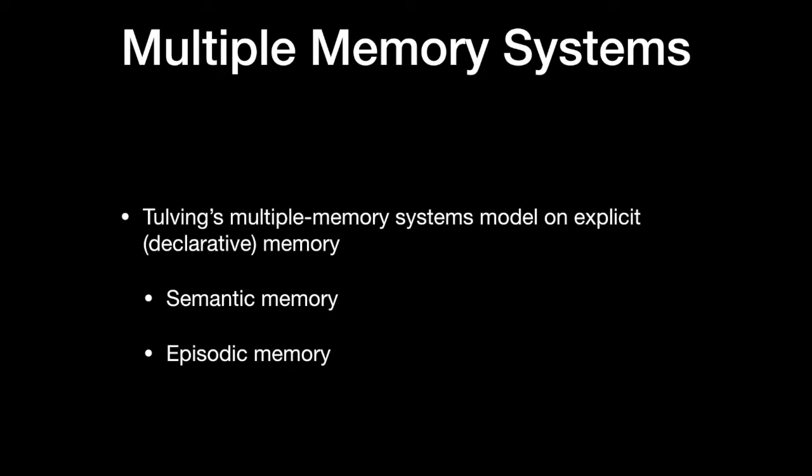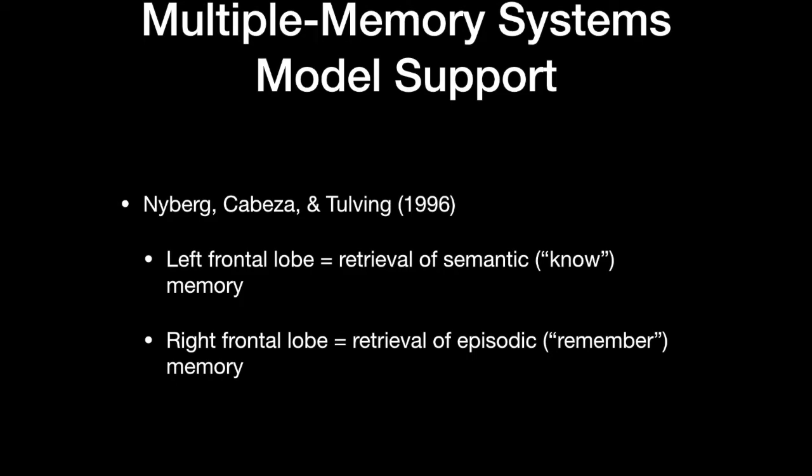Tulving proposed multiple memory systems model in which semantic memory stores general knowledge, facts, definitions, and historical dates. Episodic memory, on the other hand, stores event memories such as the first movie you saw at the theater or your 6th birthday. Researchers found some evidence using PET scan that the left frontal lobe is more activated when participants were asked to engage in semantic memory tasks. The right frontal lobe is more activated when they were asked to engage in episodic memory tasks.